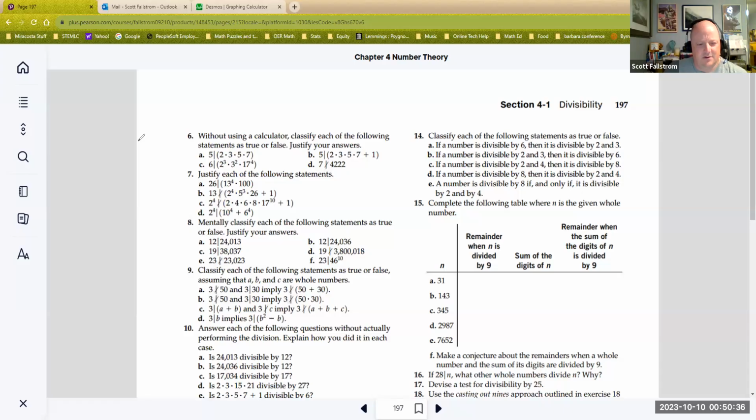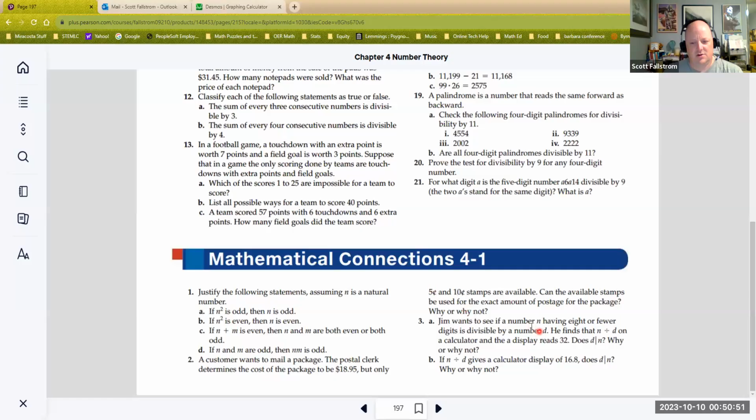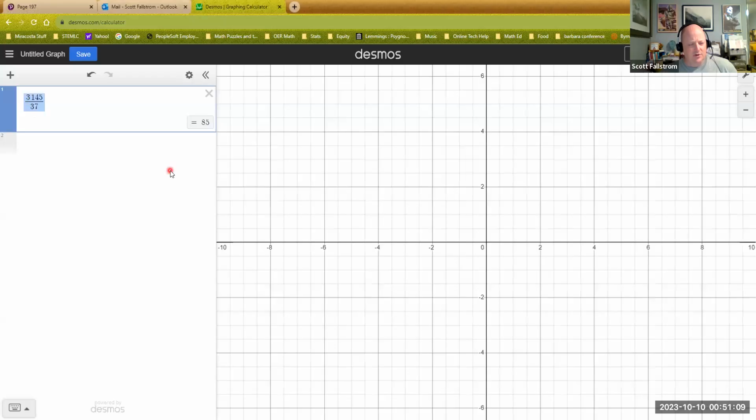Let's see here. Got a little bit of MCs, it looks like. MC 3A and 7. Okay. Jim wants to see if a number having 8 or fewer digits is divisible by a number D. He types the division in on the calculator and the display reads 32 right on the nose. This is probably more of an understanding what calculators are doing type of question.